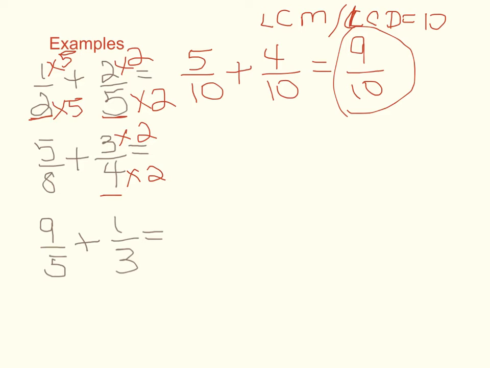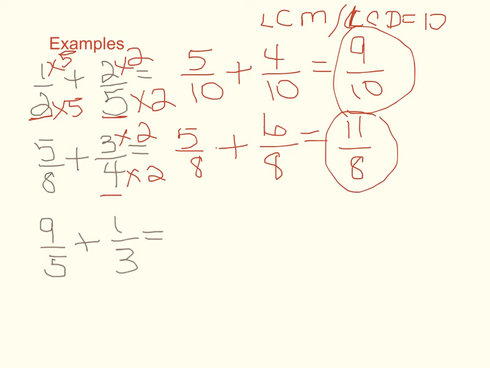The first fraction, 5 over 8, stays the same. I didn't have to change it. Plus, the second fraction now becomes 3 times 2 is 6 over 4 times 2 is 8. Then I add together the numerators. 5 plus 6 is 11 over 8. Again I look, can I reduce that by dividing out a common factor? No, 11 is a prime number. I don't have any common factors between 11 and 8, so it's fully reduced. At this point, leaving your answers as improper fractions is fine. Don't change them to mixed numbers.